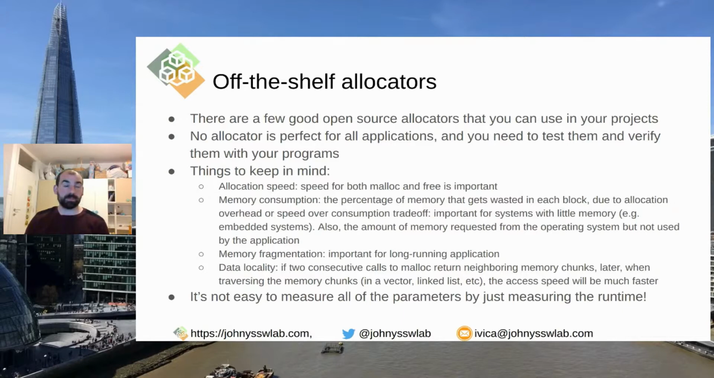Next thing is memory fragmentation. You also want to measure that. So how does your program behave? It might happen that at the beginning the allocator is fast, but as time progresses, it gets slower and slower. I guess this is more important in the server settings.